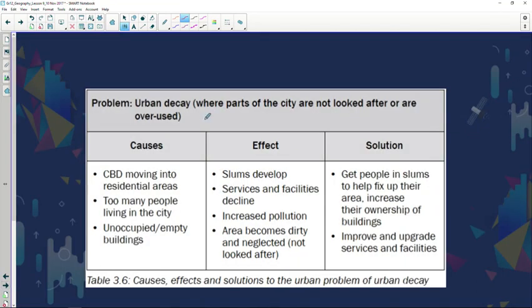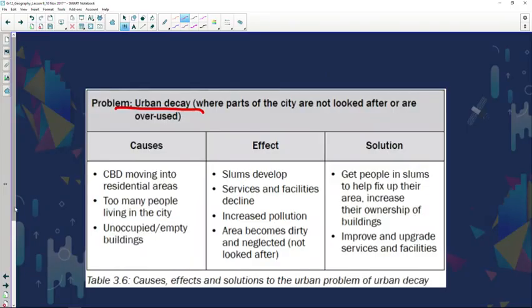Now, urban decay is a massive problem, and the main cause for that is property owners not looking after their properties. Now, it's usually the CBD when it moves into the residential areas, the fringe of the CBD. And basically, there's too many people. There's not enough space for everyone living in the CBD. So what happens? Unoccupied buildings, the people don't pay rent anymore. There's no landlords looking after the place, maintaining the place. So what happens? Slums develop.